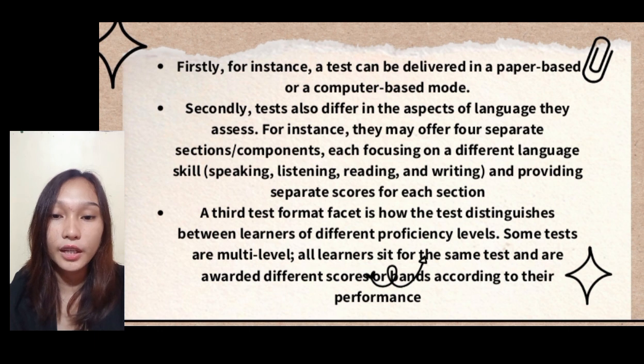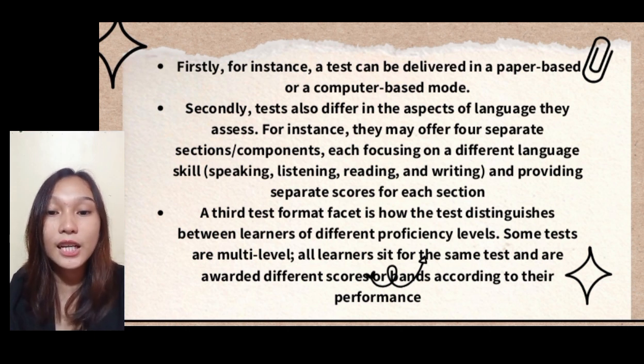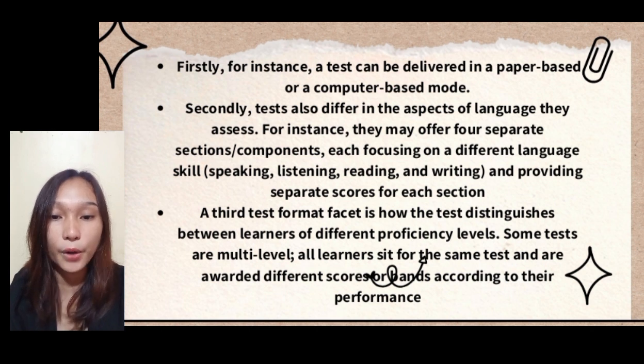An example of an integrated test is the Canadian Academic English Language, or CAEL, test. Some tests also separately assess grammatical and vocabulary knowledge, in addition to one or more language skills. For instance, the Michigan English Placement Test comprises four sections: grammar, vocabulary, listening comprehension, and reading comprehension.